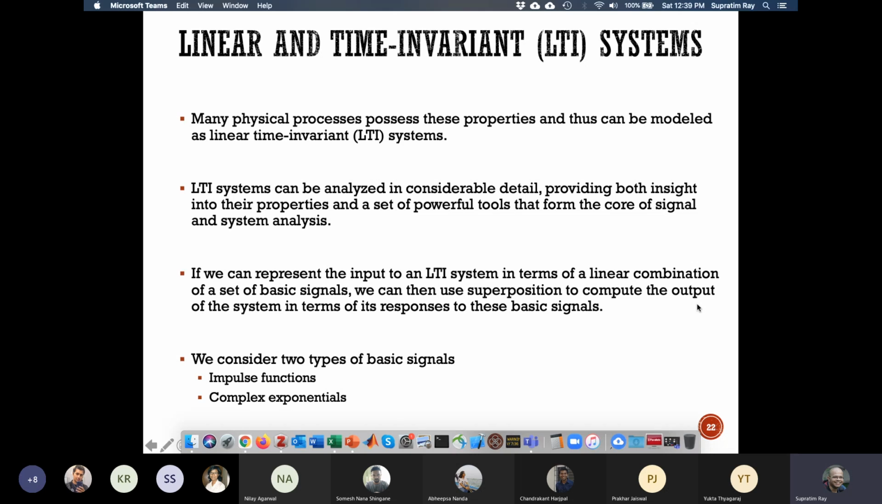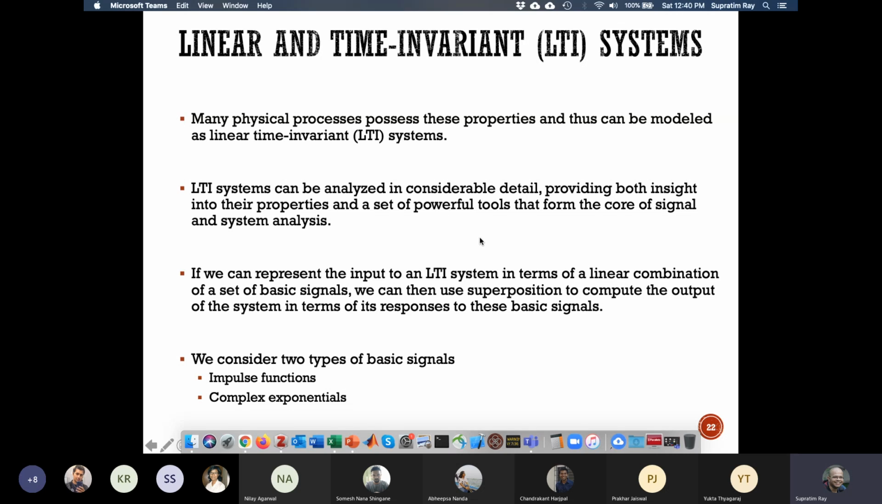Okay, so even though it seems like a restrictive class of systems, it's actually not as restrictive. It's very useful to model various systems as LTI systems, even if they are not. And we will certainly do that for the rest of this class.